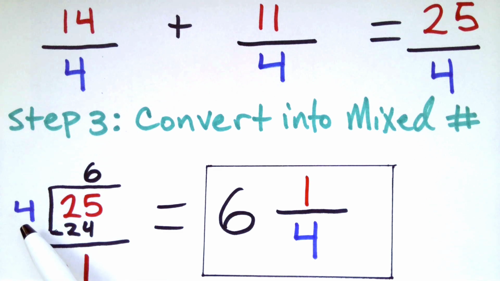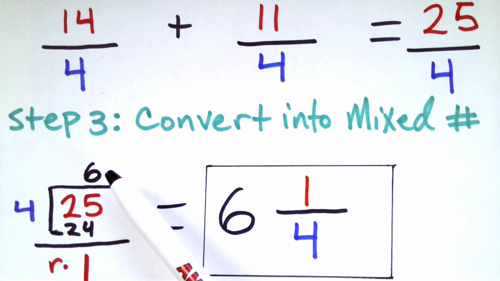So what number times 4 gets me closest to 25 without going over? I know 7 times 4 is 28. That's larger than 25. I cannot subtract 28 from 25. So I'll drop down to 6. 4 times 6 is 24. 24 is smaller than 25, so I can subtract 24 from 25. That leaves me a remainder of 1.